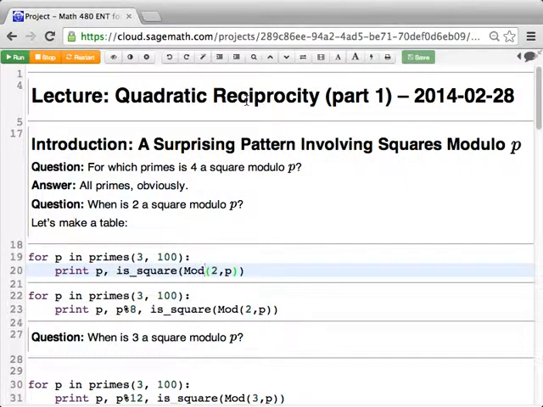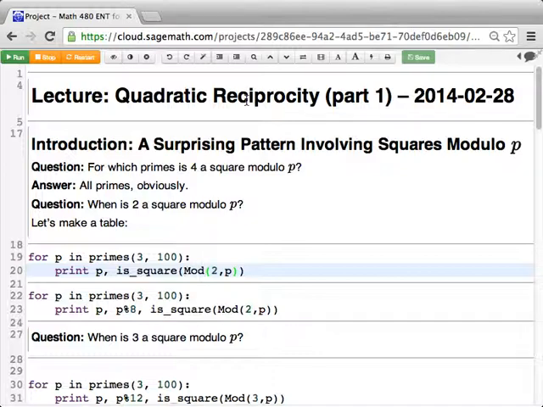All right, so we're going to start talking about quadratic reciprocity, which is an entirely new topic, which we haven't talked about before. And let's start with just a, I hope, surprising pattern. So suppose you have the number 4, and you ask, is it a square modulo p? Pretty easy to answer, right? What's the answer?